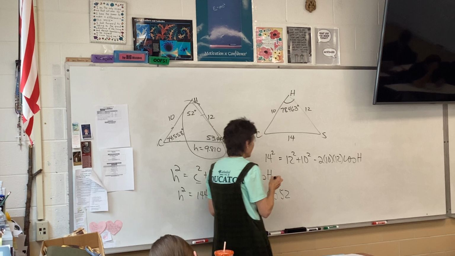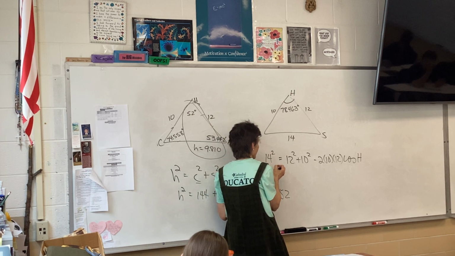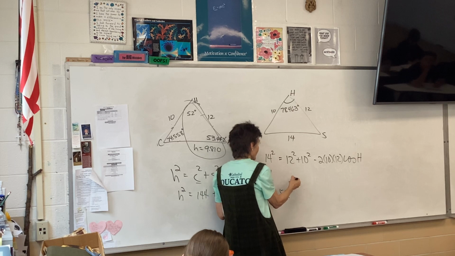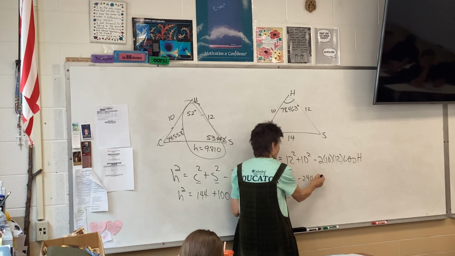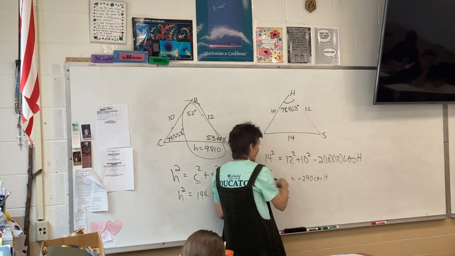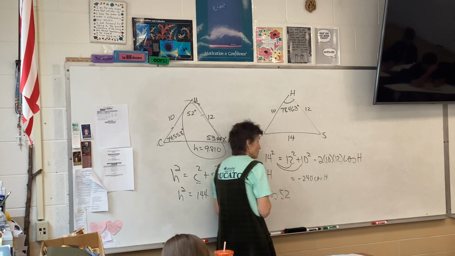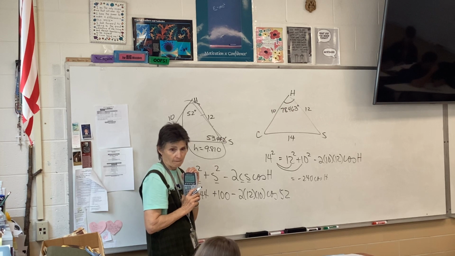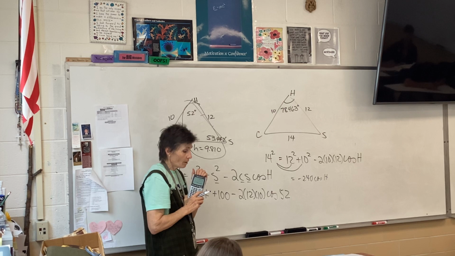So if you're having trouble getting that, you've got 14 squared, subtract your 12 squared, and subtract your 10 squared. So then you're going to have this number equal to negative 240 cosine H. So whatever you got over here when you subtracted these things, divide by negative 240, then second cosine, inverse cosine. Get it? Got it now? All right, so what's next?